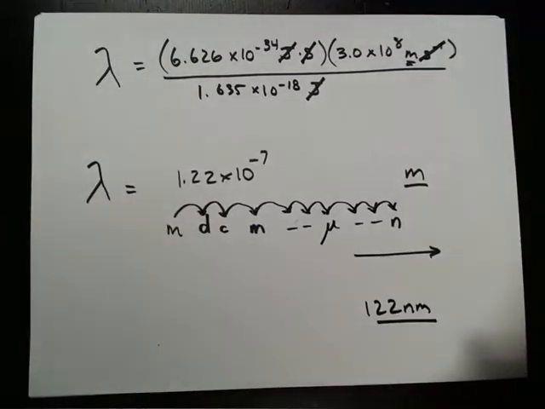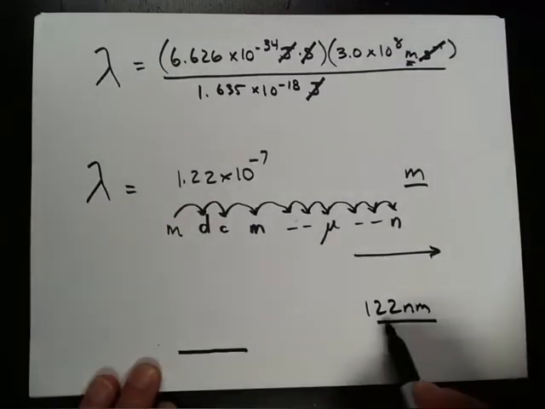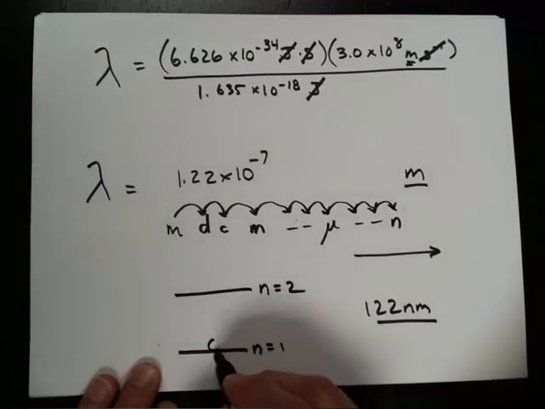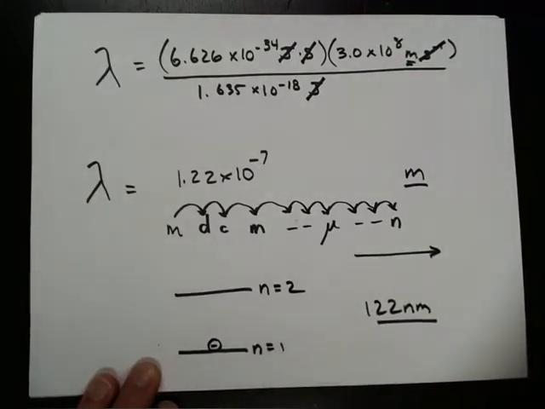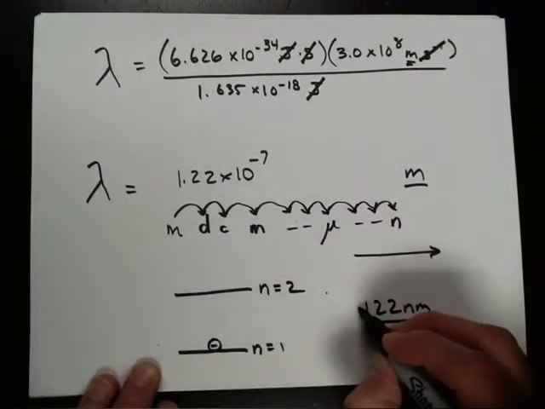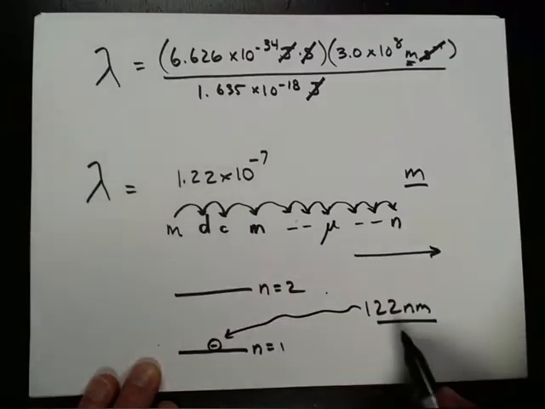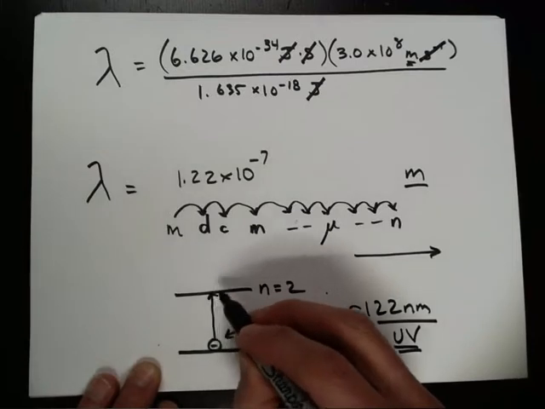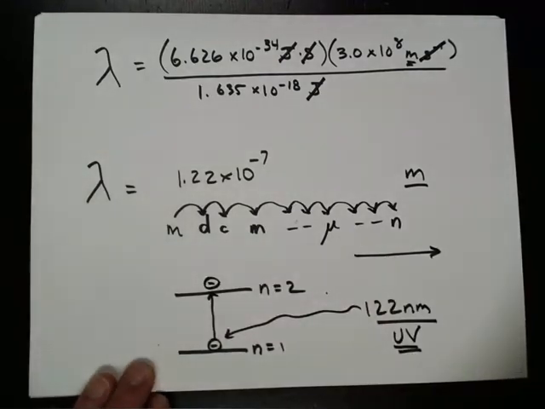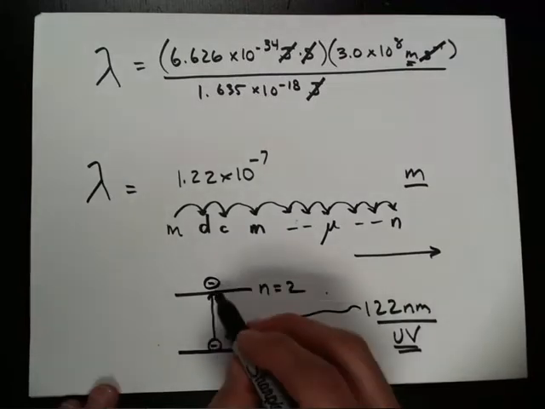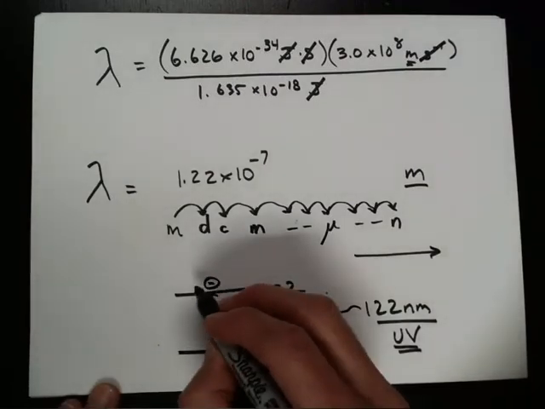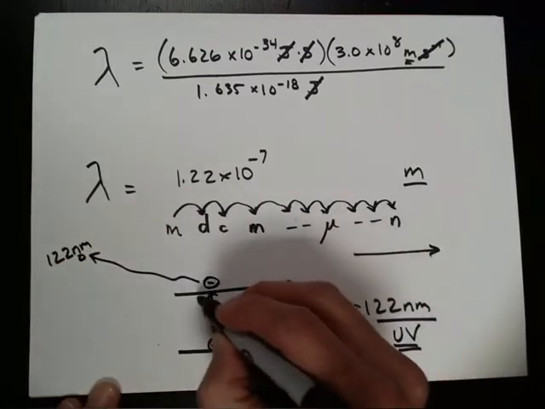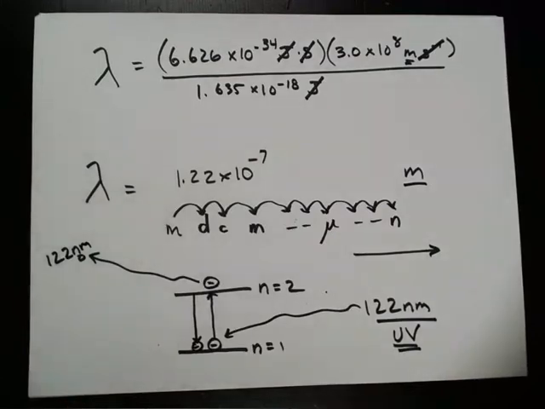And so what we've done now is calculate the wavelength of a photon that would be required to take an electron in the ground state of the hydrogen atom, the n equal 1 shell. If we shine in a photon at 122 nanometers, that's going to be ultraviolet light, and that's going to promote that electron to the n equal 2 state. The opposite can happen too. This electron, now that it's in the n equal 2 state, can release the photon at 122 nanometers and drop back down to the n equal 1 state.